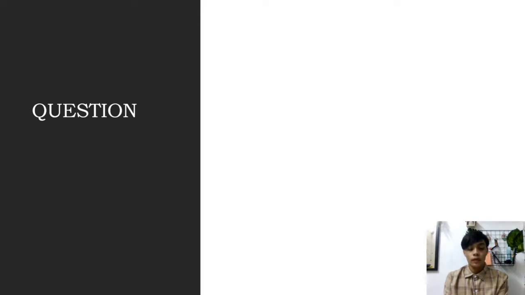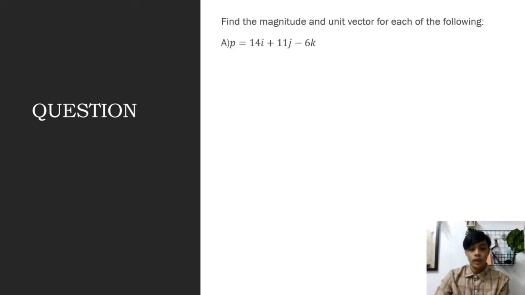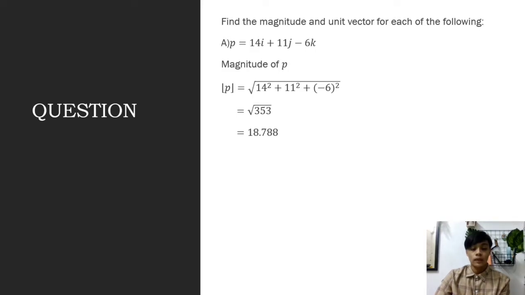Next is question for basic vector calculation. Find the magnitude and unit vector for each of the following. A. P equals 50i plus 11j minus 6k. First, magnitude of P. The modulus of P equals square root 50 power 2 plus 11 power 2 plus negative 6 power 2, and then equals square root 353, and the answer is 15.788.